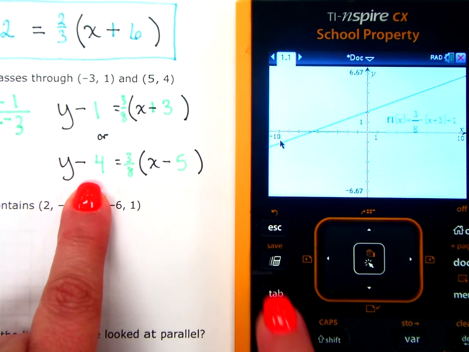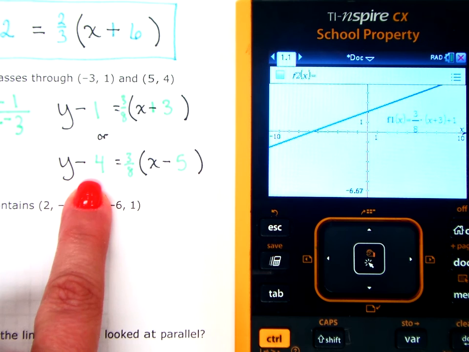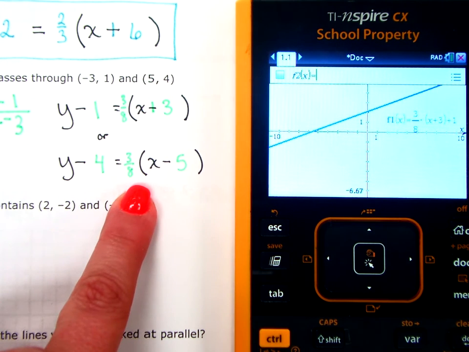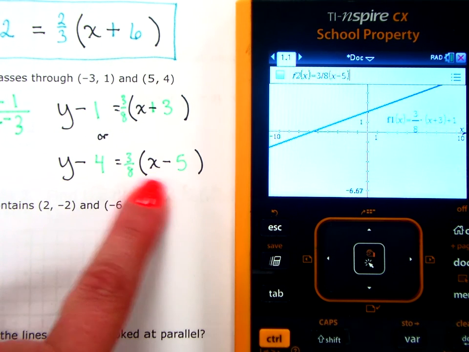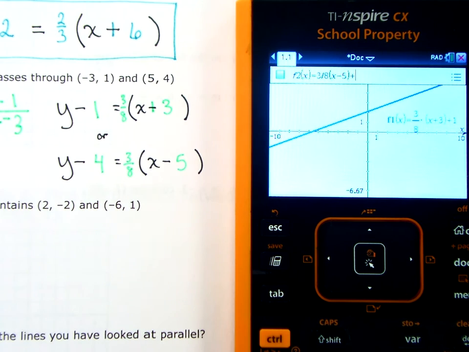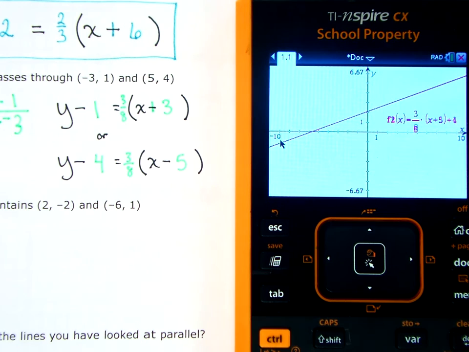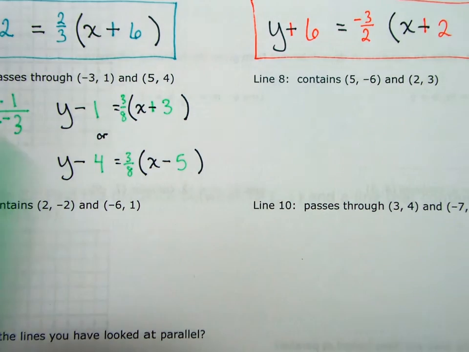So there's that line. And then I want to graph this one. So I just hit the tab button to get my f to a second function. And I'm going to do 3/8 parentheses x minus 5, close parentheses. And then this minus 4, I need to move to the other side, so I'm going to add 4. See how they both graphed the exact same line? I know, right? It's amazing. I love math. Math is so great.